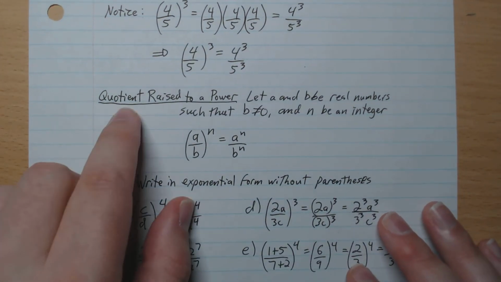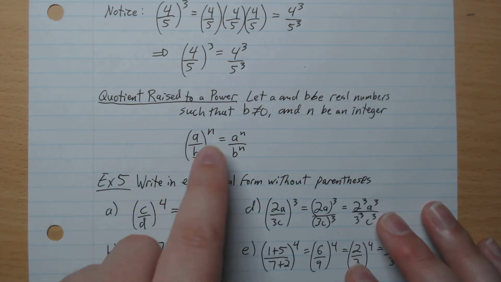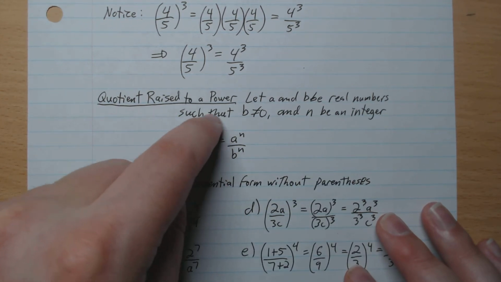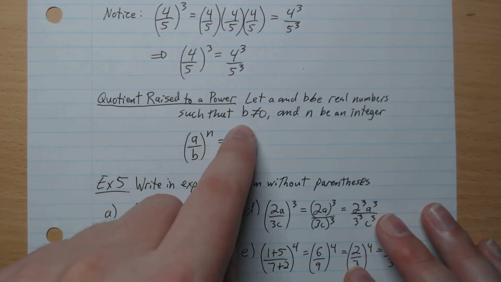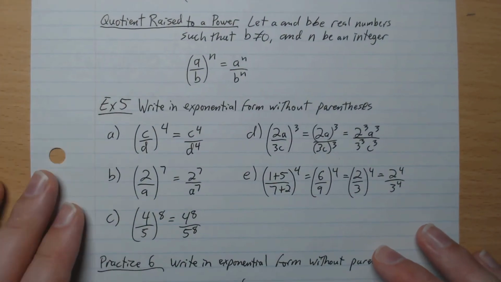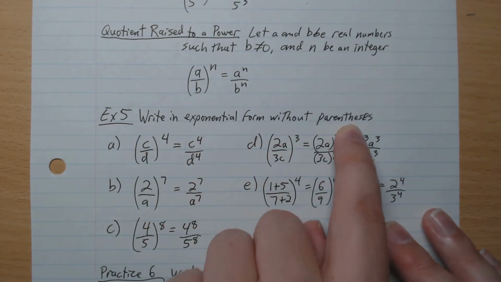And so this is a quotient raised to a power. So we have a and b be real numbers such that b is non-zero, n be an integer. A over b to the n kind of distributes here, and so we have a to the n over b to the n, like that. So example number 5, write in exponential form without parentheses.